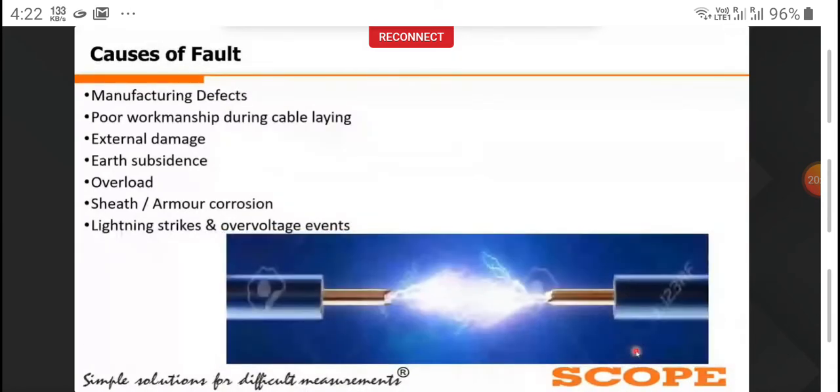After that, lightning strikes and overvoltage events. Due to lightning strikes and overvoltage events, a higher amount of voltage is induced into the cable, and that's why the insulation of the cable gets damaged, and that's why faults occur in the cable.